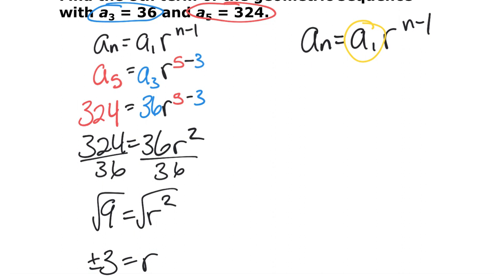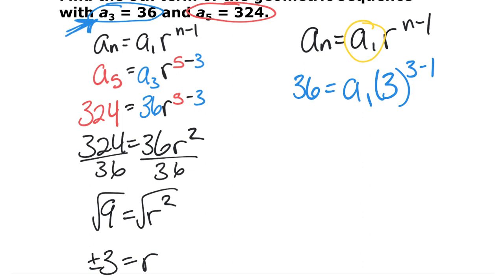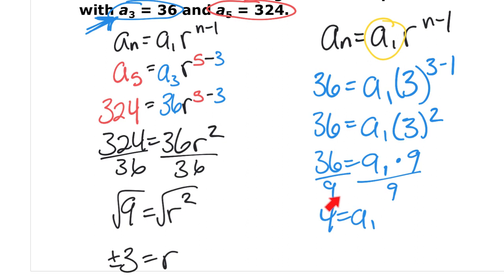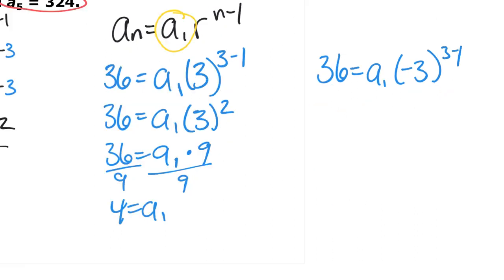So for my term that I'm going to be referring to through this, I'm going to use a sub 3 for a lot of my information. So 36, that's a sub n, is going to be the first term, again, which I do not know, but multiplied by my r, which I'm going to start with positive 3, and then to the power of 3, because 36 was the third term, minus 1. And I'll simplify this. When I simplified, I got my first term to be 4. But again, remember, that was just using the positive value of 3. I'm going to do this again using the negative value.